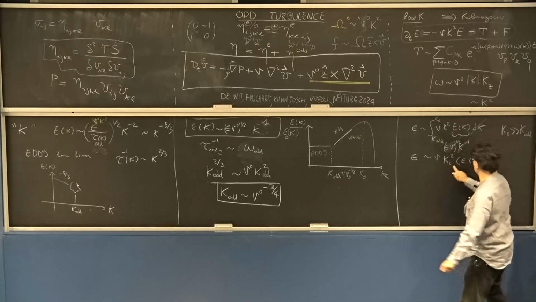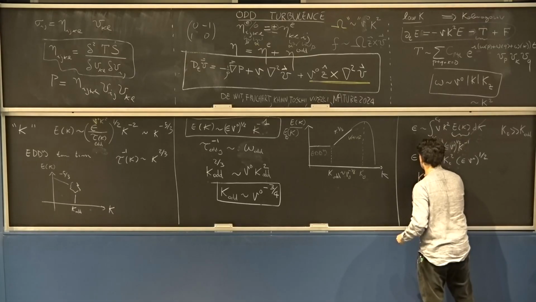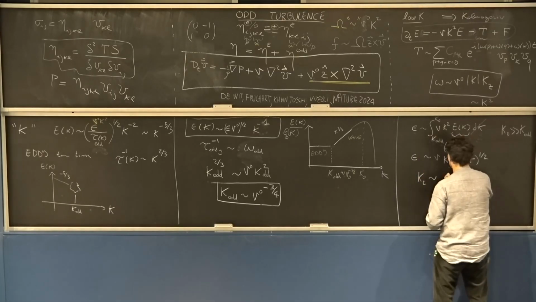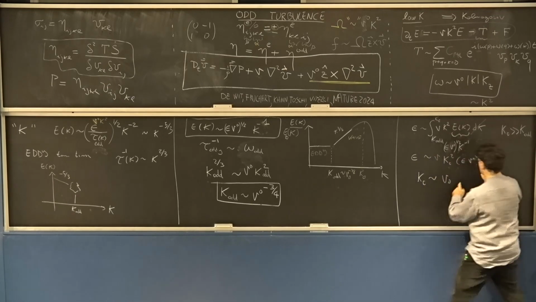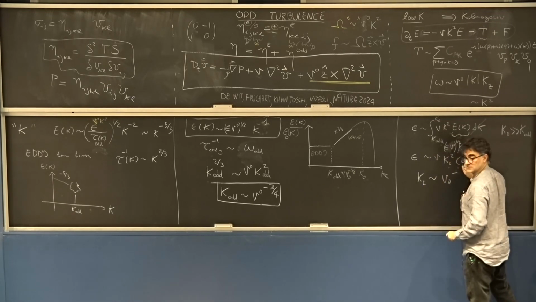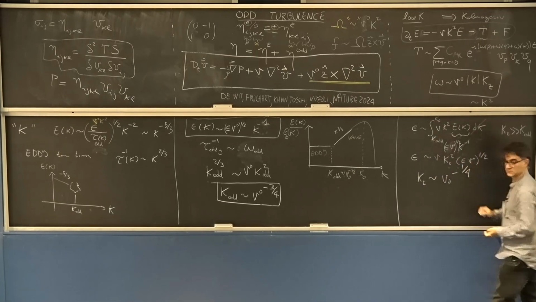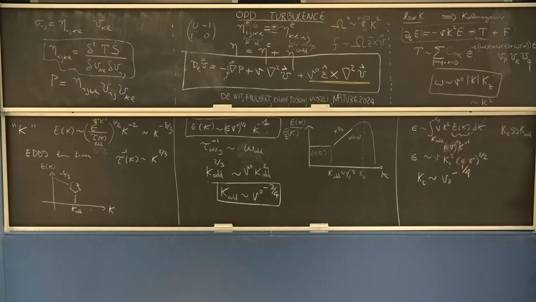And this allows me to conclude that kc is proportional to nu naught to the minus 1/4. Can you see that?